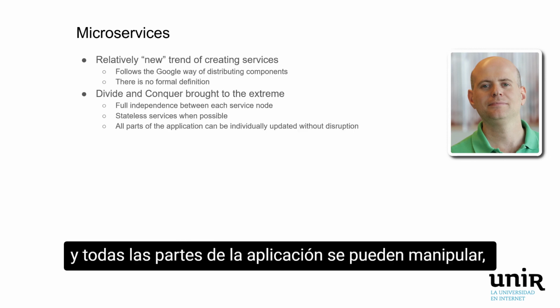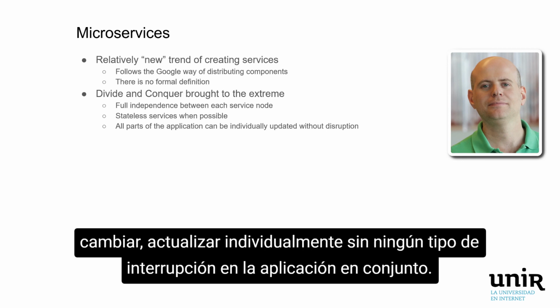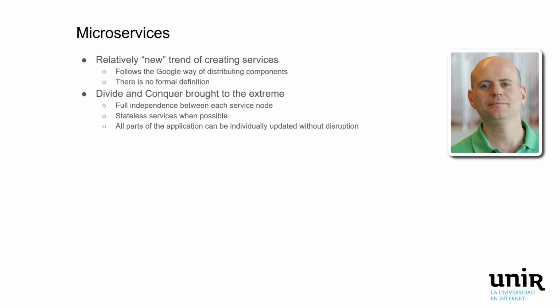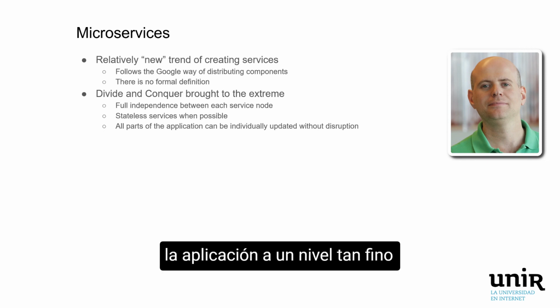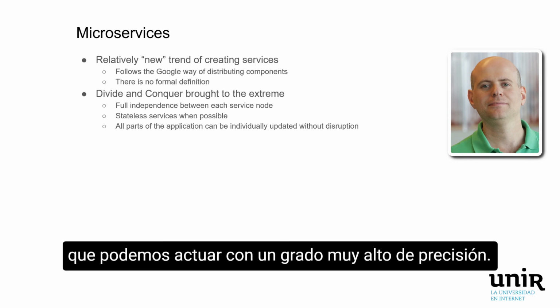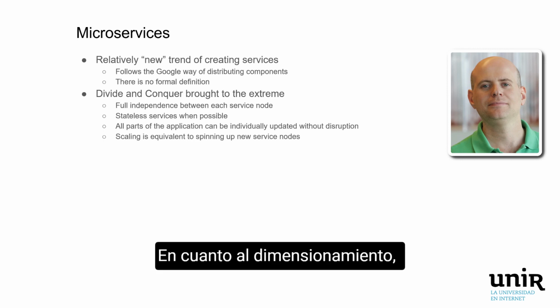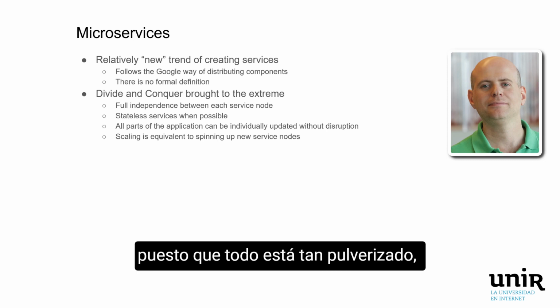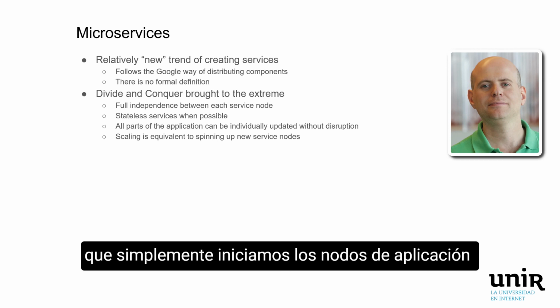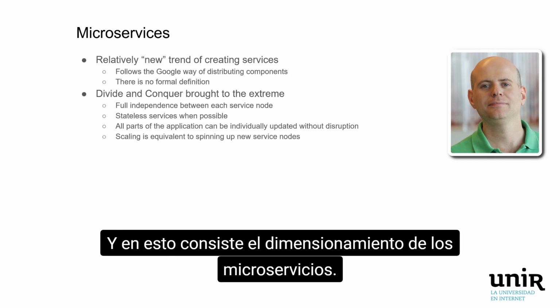And all parts of the application can be individually manipulated, changed, updated without any kind of disruption to the larger application. Okay, so basically we're really pulverizing the application to such a fine level that we can act with a very high degree of precision. Okay, and scaling, if you just want to have something that holds more users, since everything is so pulverized, we can just spin up new application nodes, new service nodes, and we're done. And that's the scaling in microservices.